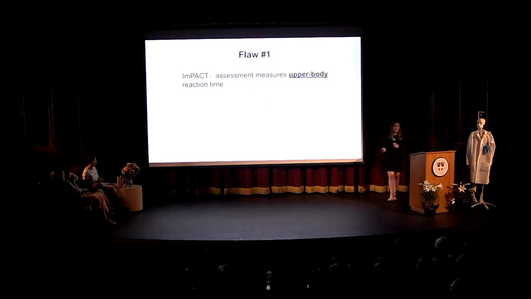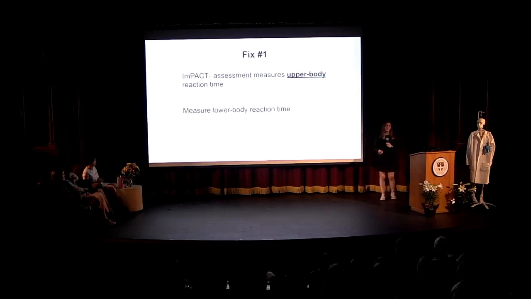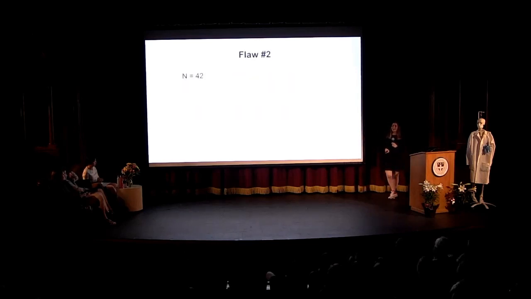First, the impact test actually measures upper body reaction time, and soccer, as you all know, involves mostly lower body movements. And so in order to fix this flaw, I would need to use a method that specifically measures lower body reaction time. Another flaw is that I had 42 subjects. I probably need around 400 subjects for more accurate results. So it's possible with a larger sample size, my p-value could have been more significant.